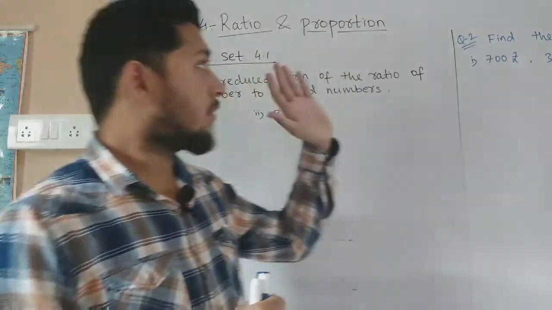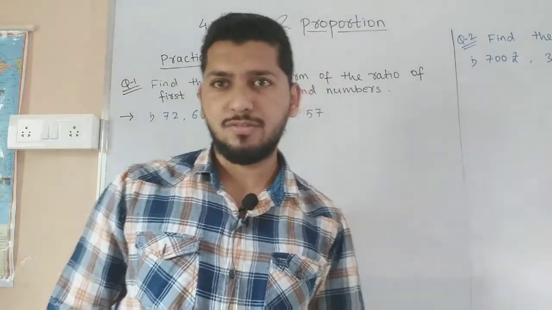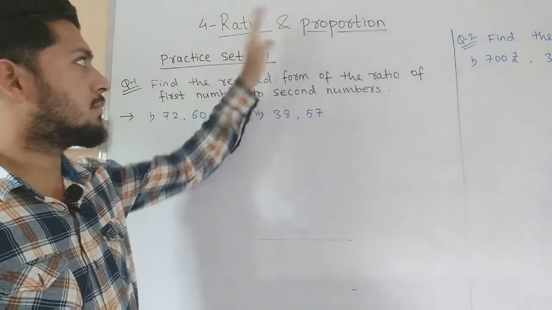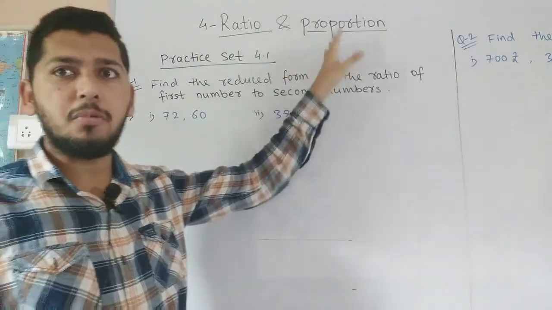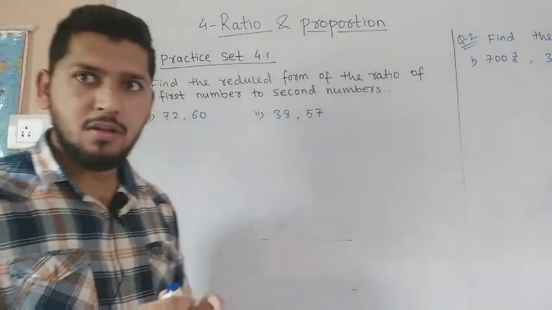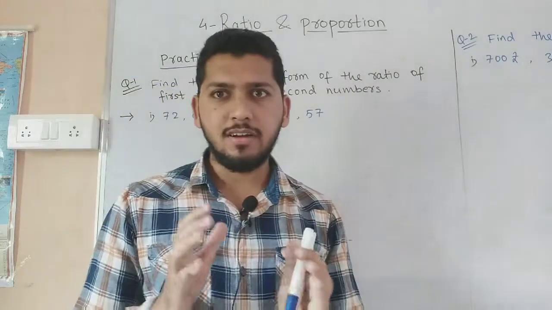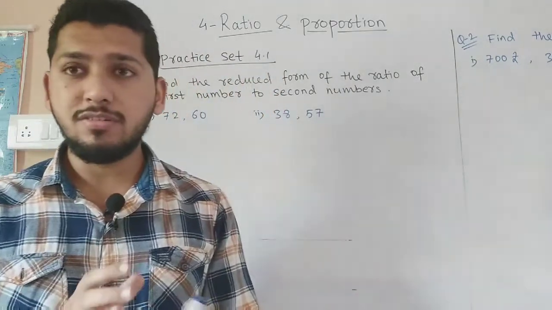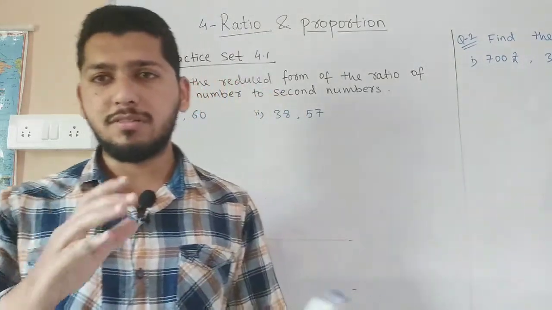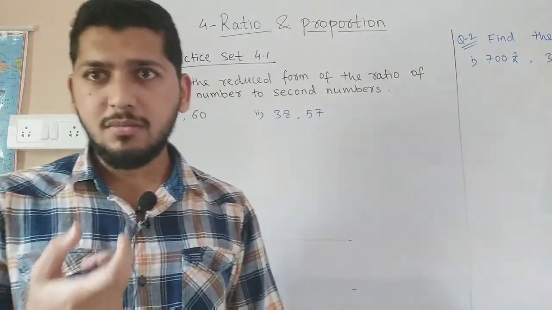Before going to this topic, first we'll start with the introduction of ratio and proportions. This is the fourth chapter from your algebra that we are starting, ratio and proportion. First of all, we have to know what is meant by ratio. Ratio is nothing but division. You already know division from your 7th and 8th standard, how we can divide two numbers. That is the ratio.